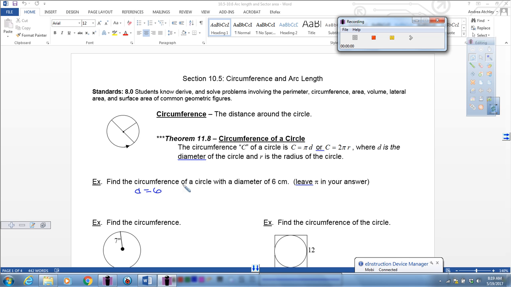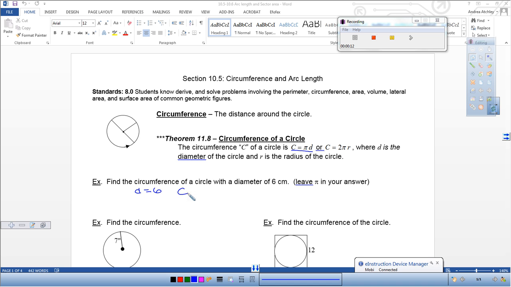Okay, so to find the circumference of a circle with a diameter of 6 centimeters, our diameter equals 6, we're going to use circumference equals pi times diameter. You want to use your pi button. Okay. So find your pi button on your calculator.